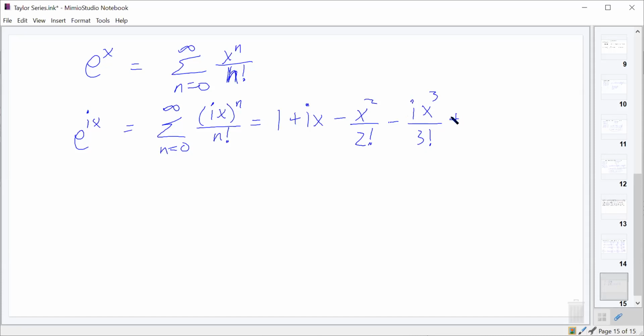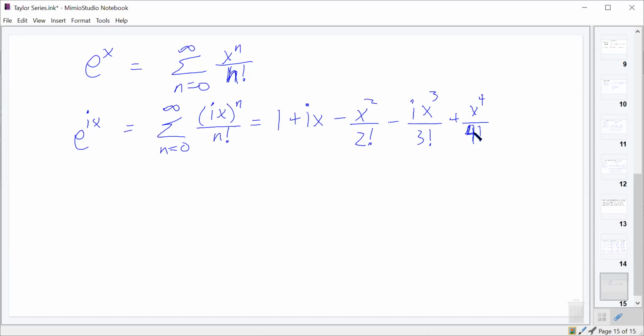That's going to be i to the 4th. What's i to the 4th? It's i squared times i squared, right? So it's +1. So we're going to end up with x to the 4th over 4 factorial. And from there on out, those i's and negative i's and positive i's are just going to repeat in the same order, aren't they?